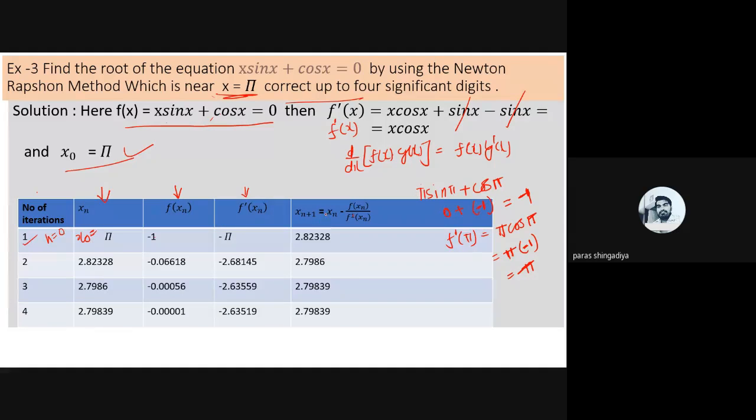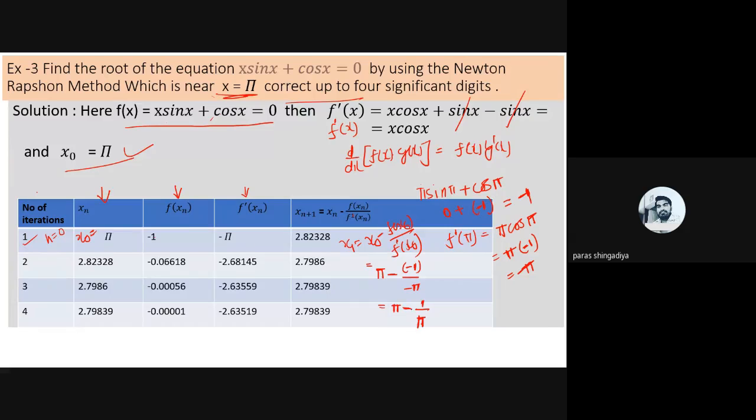And then the xn plus 1 formula. By using n is equal to 0, we'll predict x1. So x1 will be x0 minus f of x0 upon f dash of x0. Now replace x0 in this form. So x0 we have pi, minus f of pi, that is minus 1, and f dash of pi, that is minus pi. There are 3 negative signs in this product, so the remaining sign will be negative. So it is pi minus 1 upon pi. Pi minus 1 upon pi.